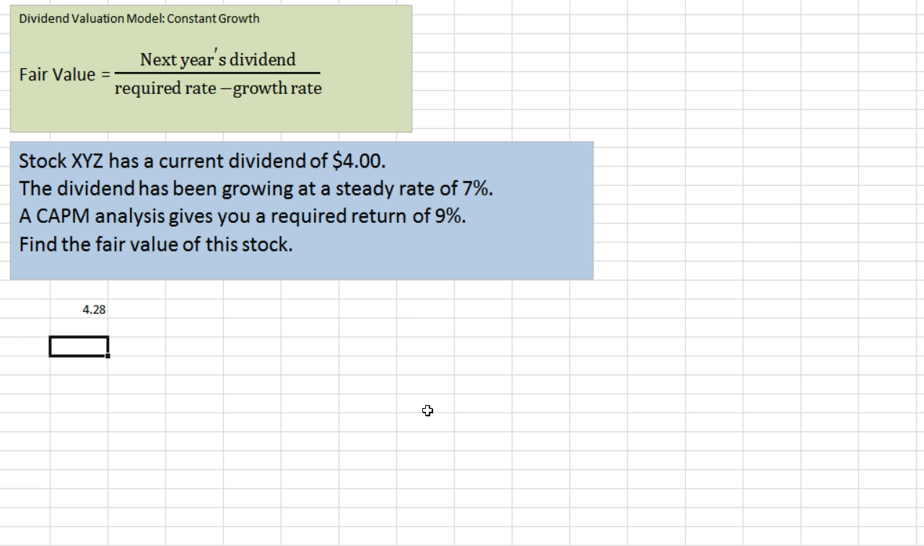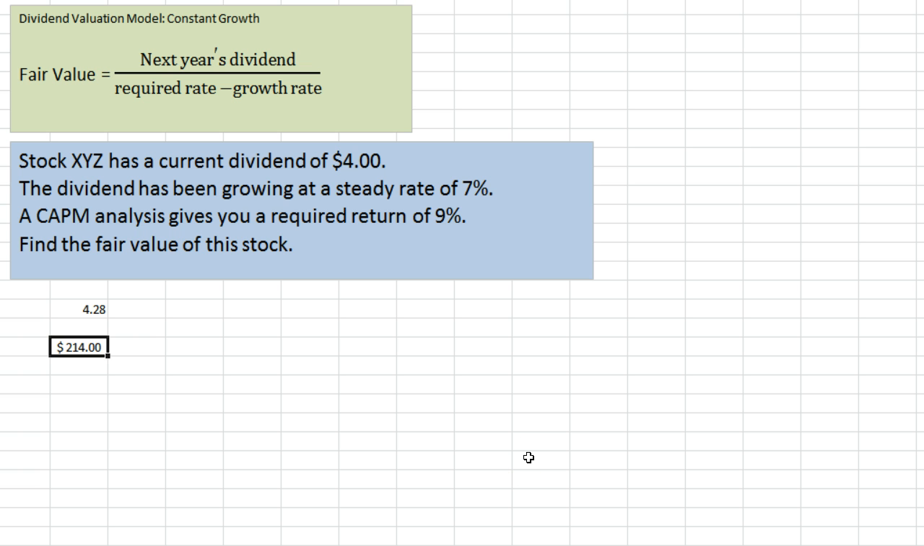We can then apply the formula. We take next year's dividend, $4.28. We divide by, we need parentheses here if you are doing this in a calculator or Excel to get the proper order of operations. The required rate of return is from the CAPM analysis. It is 0.09. And it says to subtract the growth rate, which is given as 7%, 0.07. Close parentheses here, and that tells us the fair value of this stock, $214.